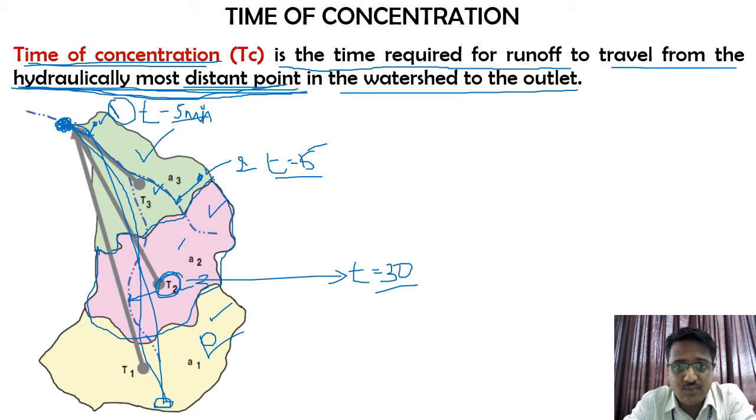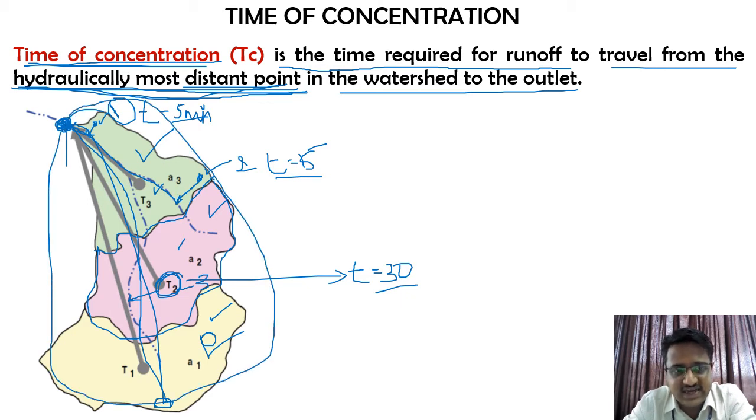So basically, in the simplest of terms, whenever rainfall occurs over this entire area, if a runoff is generated from any point of that catchment area, the maximum time duration it takes to reach the measurement point, that is nothing but the time of concentration.